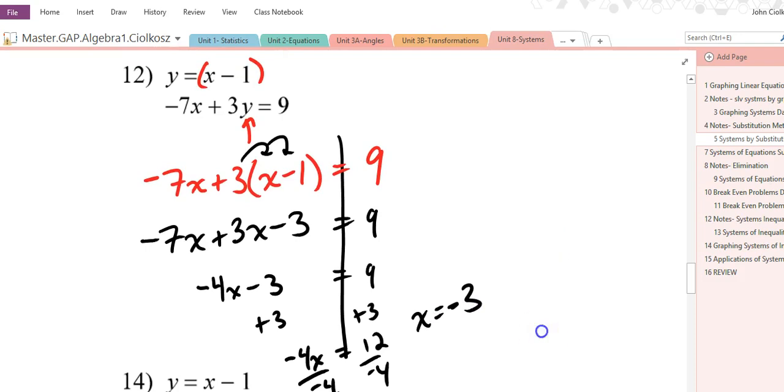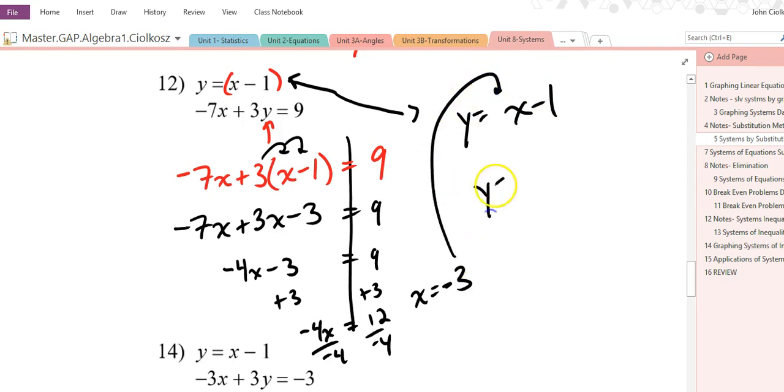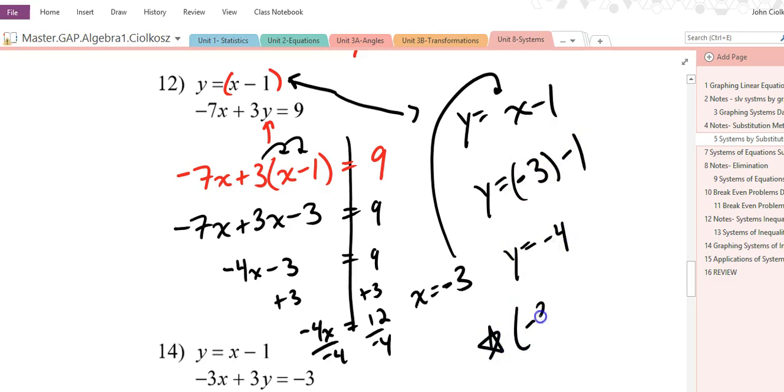Now, when you're plugging back in, you can use either equation, but I would suggest using this one since it's already solved for y. It gives me a little bit less work. So I have y equals x minus 1, and if I plug in that negative 3, so always plug in with parentheses, calculator, y is negative 4. So our solution that I'd be looking for is x, comma, y.